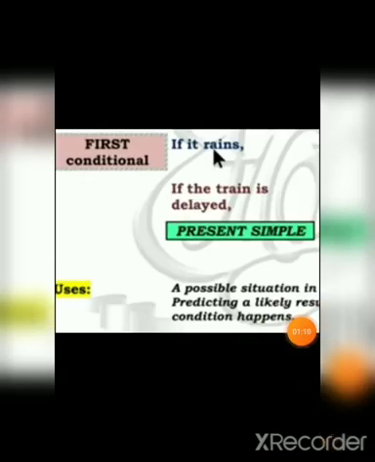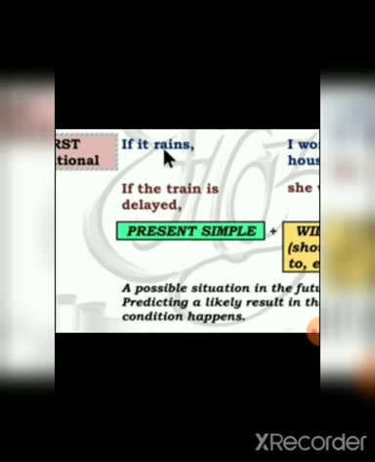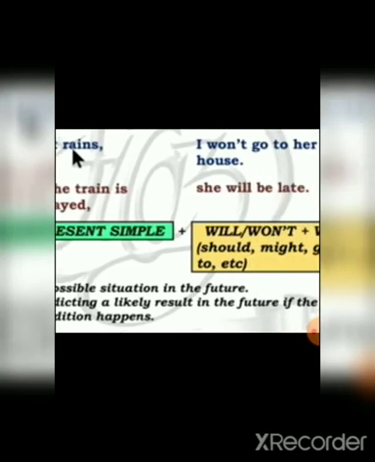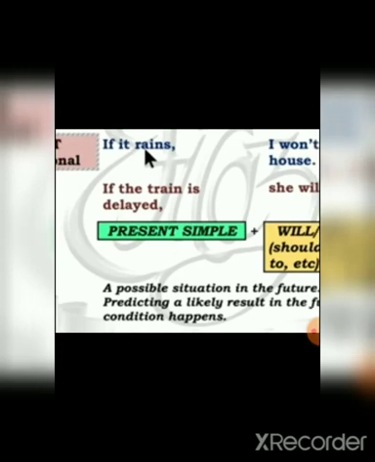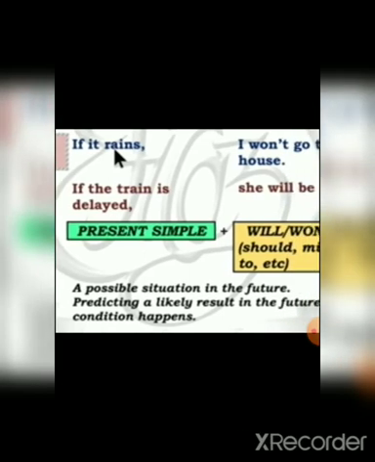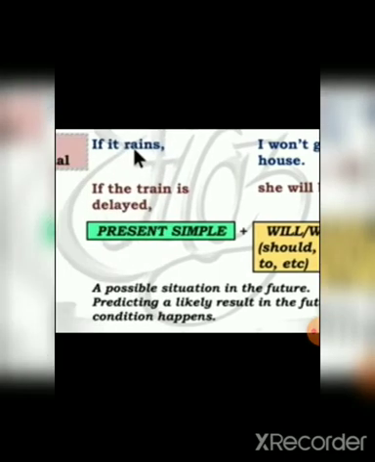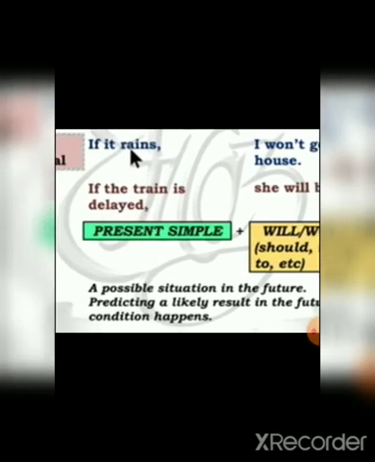Next one is first conditional. First conditional expresses the thing that is likely to happen. A possible situation in the future, predicting a likely result in the future if the condition happens.